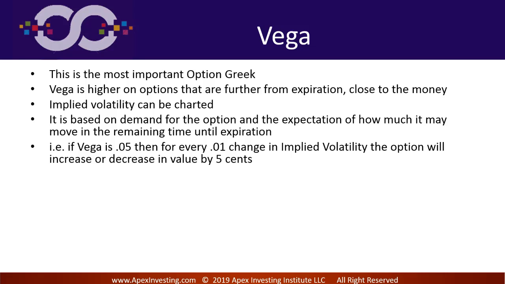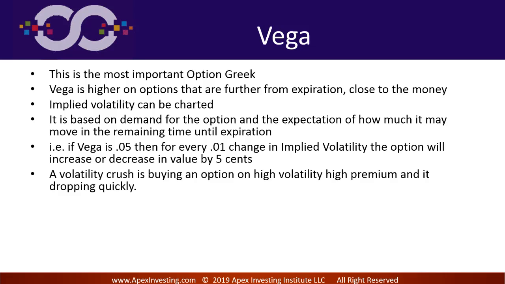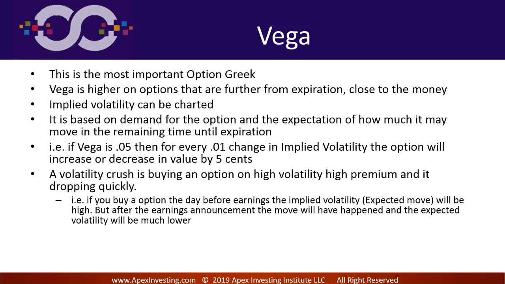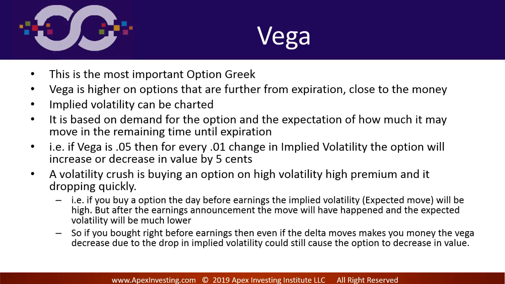Something else you can see is what's called a volatility crush. That's if you buy an option on high volatility, high premium, and the volatility drops really fast. When could that happen? Let's say you bought a call on Apple the day before earnings. The IV is going to be really high. But after the earnings announcement comes out, the move happens and the IV could drop massively, and could actually overpower the movement you had in the underlying market.